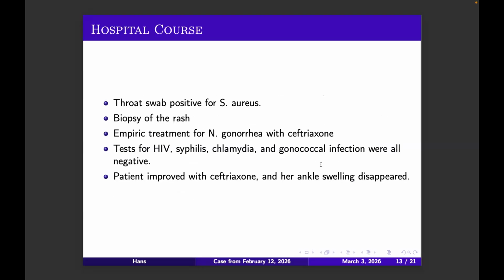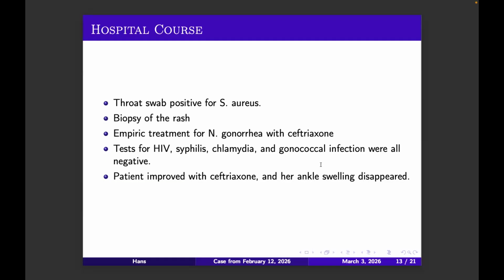For the present patient, the hospital course she was admitted included a throat swab, and it was positive for S. aureus. But here we have to be very careful. It can be positive in the absence of an infection because S. aureus lives on our skin. The biopsy of the rash was done, and the empiric treatment for N. gonorrhoeae was right away initiated to rule out a gonococcal infection. Then tests for all the sexually transmitted diseases were negative, and the patient improved with ceftriaxone, and the result of the biopsy was very amazing.